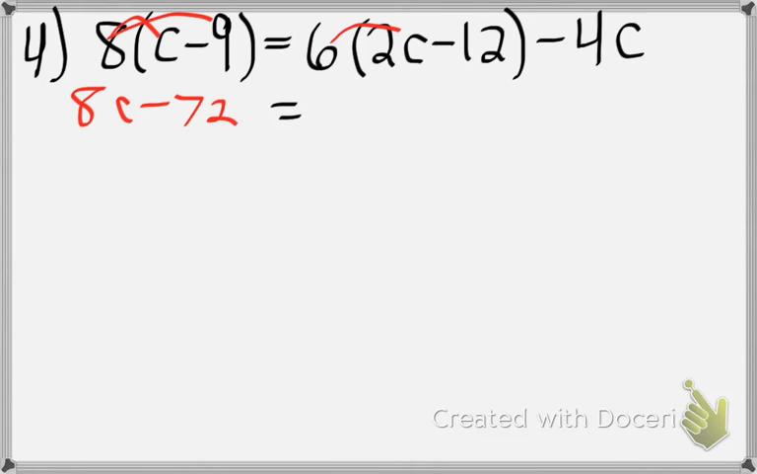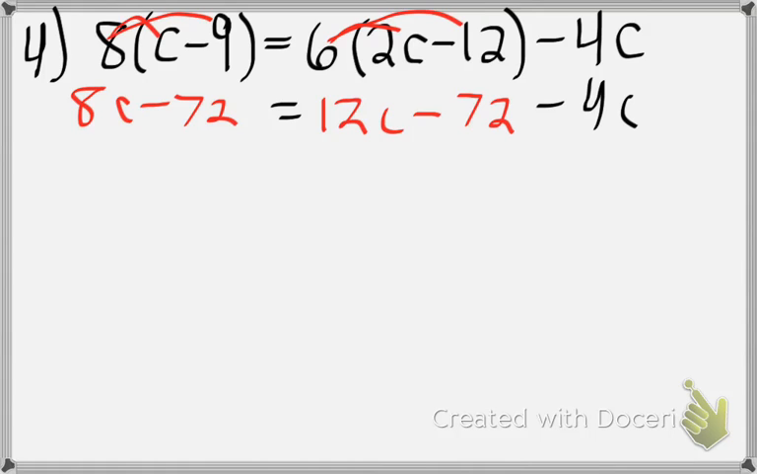Now let's distribute over here. 6 times 2c. 6 times 2c is 12c. Positive 6 times negative 12. A positive times a negative is a negative, so minus sign. 6 times 12 is 72. So we have 12c minus 72. Drop down that minus 4c.